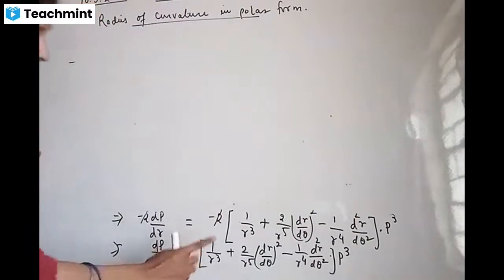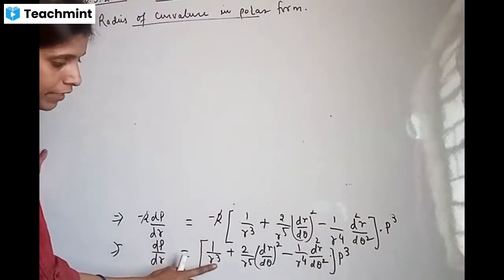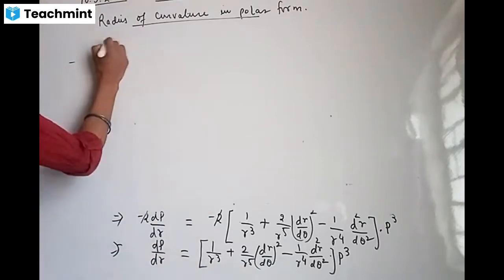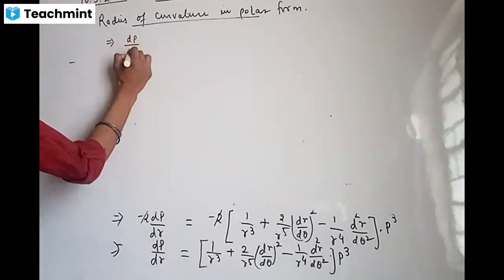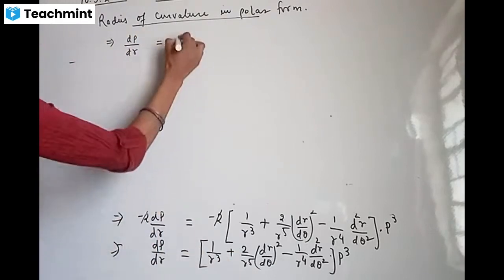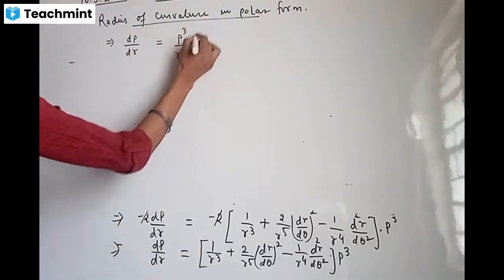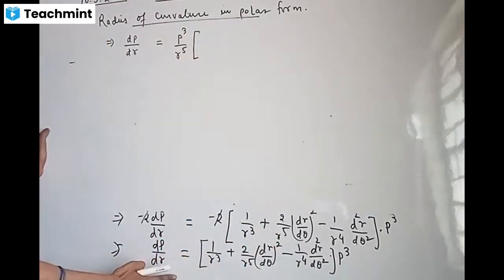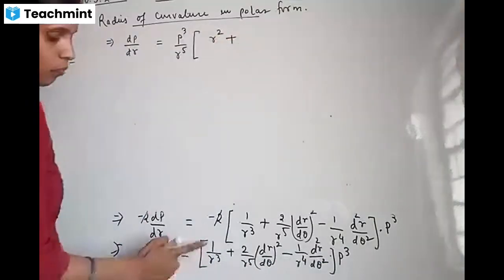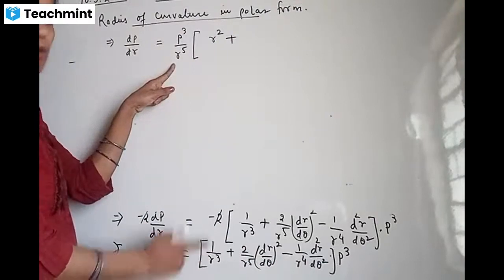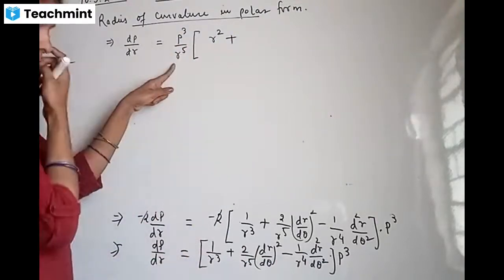Now I am going to take r to the power 5 common, because r to the power 5 is the big value. So this implies dp by dr equals 1 by r to the power 5 taken common, so we have pq by r to the power 5 outside. I am taking r to the power 5 from the denominator common, so 1 by r cube becomes r square, then I have a plus sign.